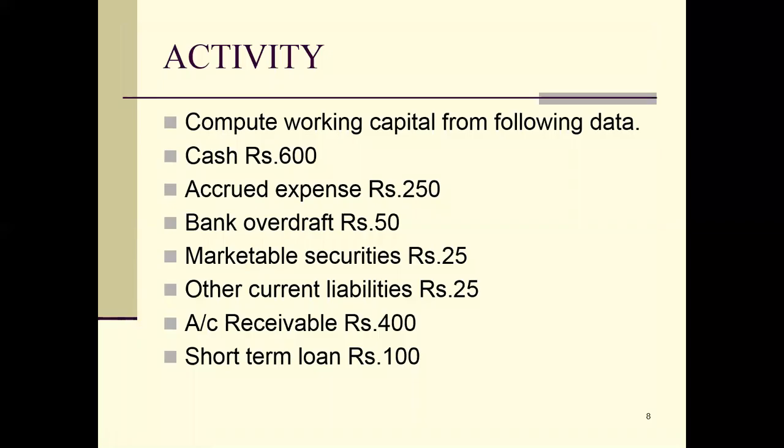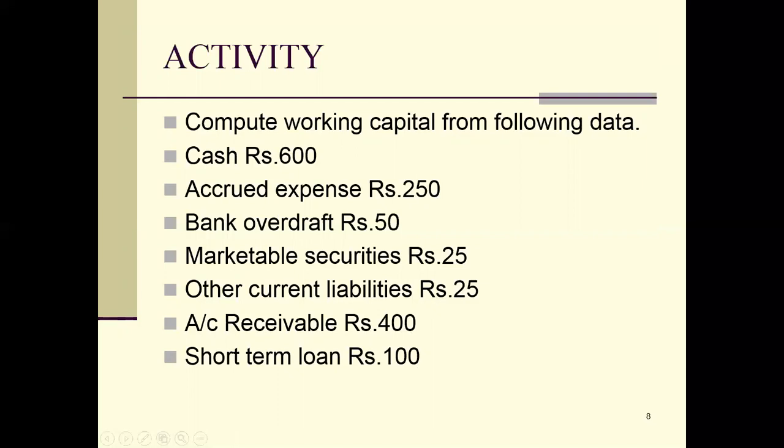Now try to work on this one. Compute working capital from the following data. So the first thing that you will do, it's very simple. Just find out what are the current assets and what are the current liabilities. So see, you have cash, you have marketable securities, you have receivables. These can be taken as current assets. Accrued expenses, current liability. Bank overdraft, current liability. Other current liabilities, and short-term loan.